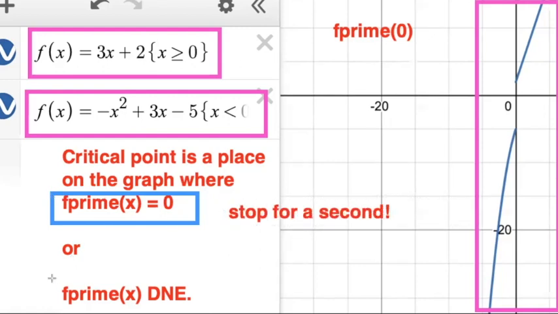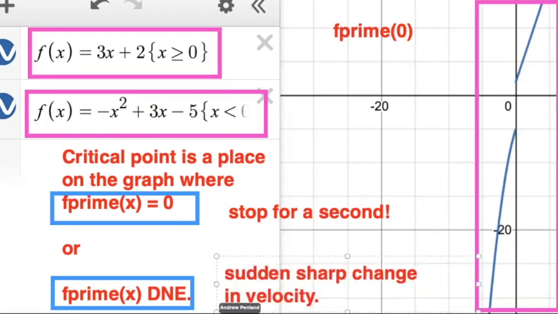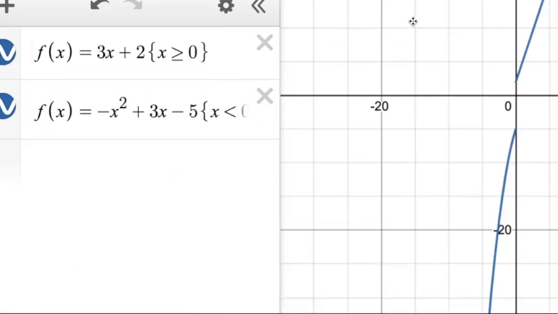F prime of x does not exist. That's potential disaster. It's a place where the velocity doesn't make sense because there's a sudden sharp change in velocity. What would happen though is you'd be looking at something where they meet, but the shape suddenly changes in a jagged way. So if the shape is changing in a smooth way, the derivative makes sense. If the shape changes in a jagged way, you can't define a derivative.